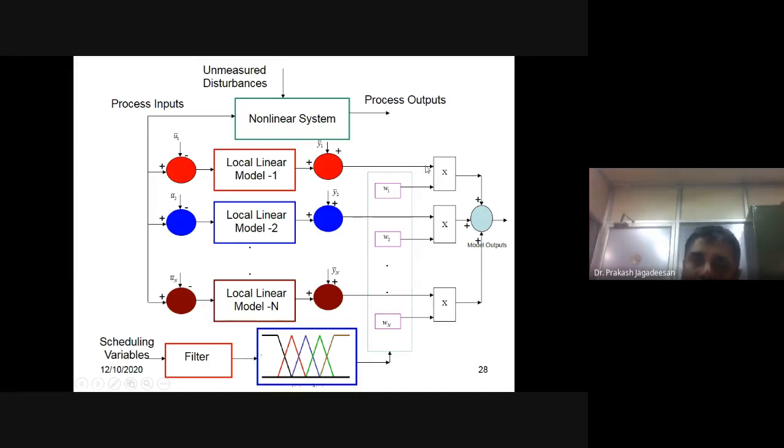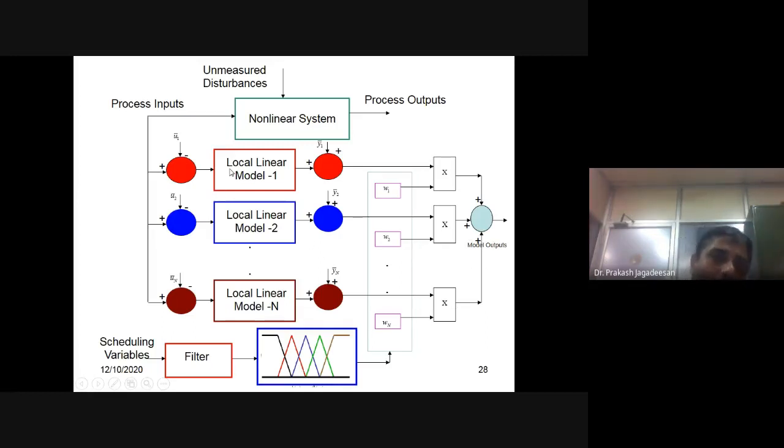And then each will generate an output. First model output, second model output, nth model output. Now my neural networks or fuzzy logic are going to assign weights to each model. So there are n outputs. So W1 times Y1, W2 times Y2, Wn times Yn, that is W1 Y1 plus W2 Y2 plus and so on, is nothing but my model output.